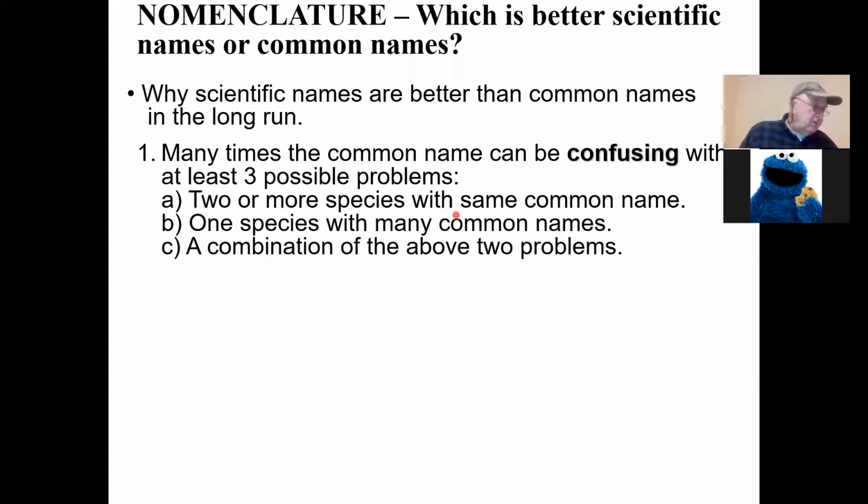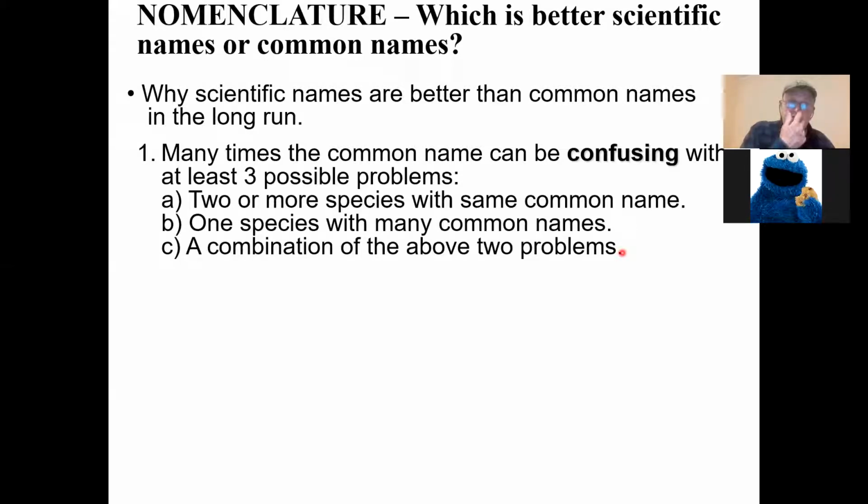Now, our second situation is one species with many common names. Gleditsia triacanthos is the scientific name for honey locust. Well, my friends, there are 12 other common names besides honey locust. So depending on where you live, that could cause some confusion.